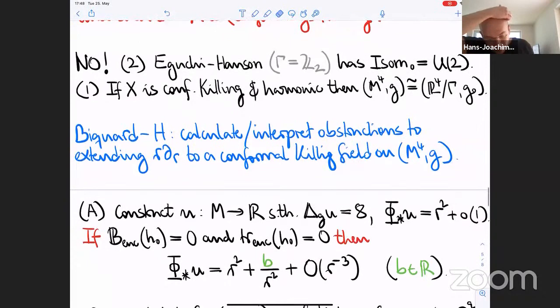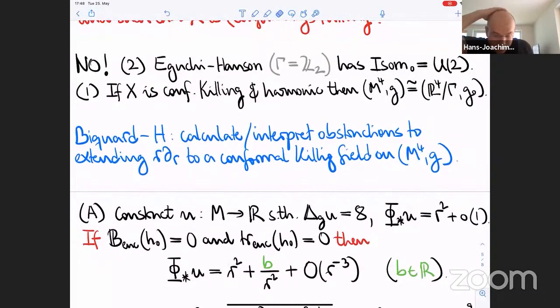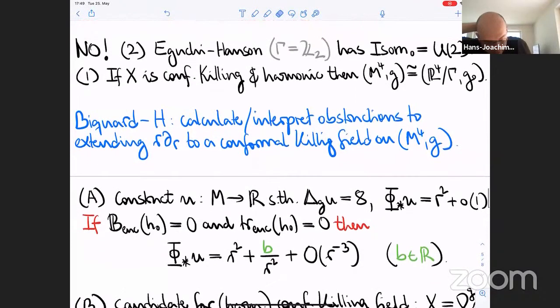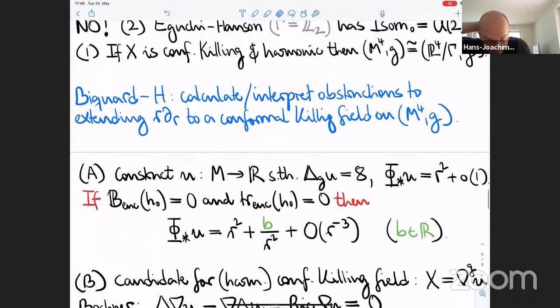So this is a fairly standard thing to do in analysis on asymptotically flat manifolds. But the important point is that under these two conditions here, one of which we already satisfied, the next condition is new, then it's true that I have this refined expansion of the solution. And the solution is unique.